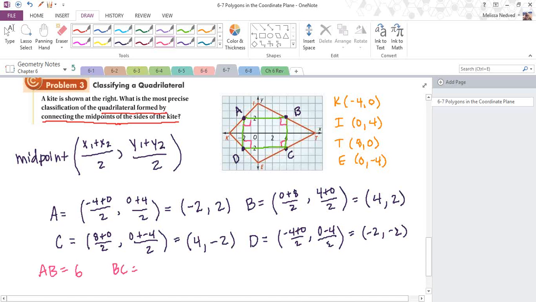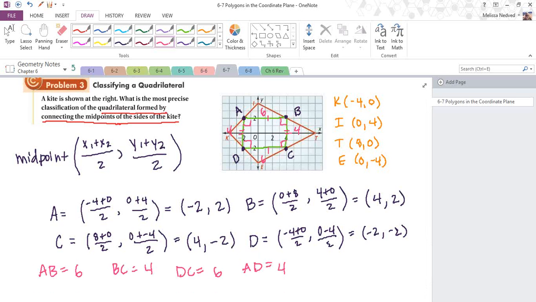BC, again, I'm just going to count from B to C. 1, 2, 3, 4. DC, 1, 2, 3, 4, 5, 6. And AD, from A to D, 1, 2, 3, 4. So notice here, my horizontal sides have a length of 6, and my vertical sides have a length of 4, meaning opposite sides are congruent, and I've got right angles. Anytime I've got opposite sides congruent and all 4 right angles, I'm looking at a rectangle.